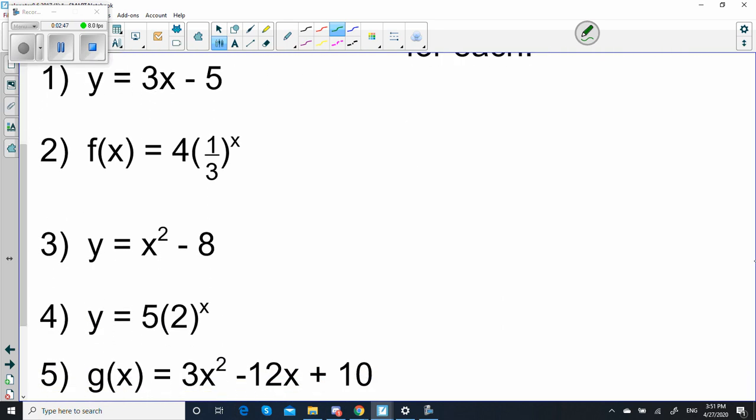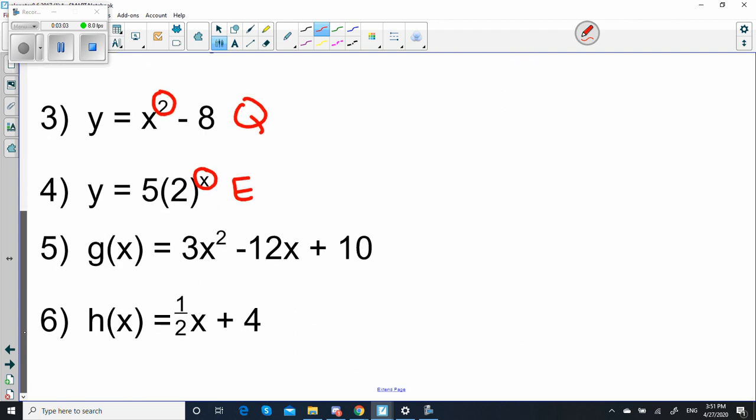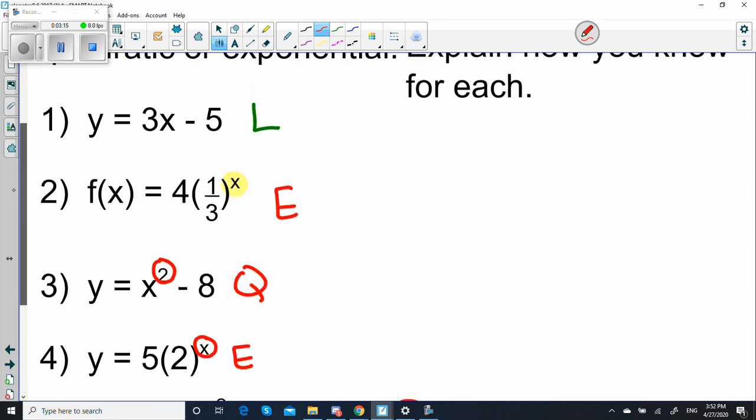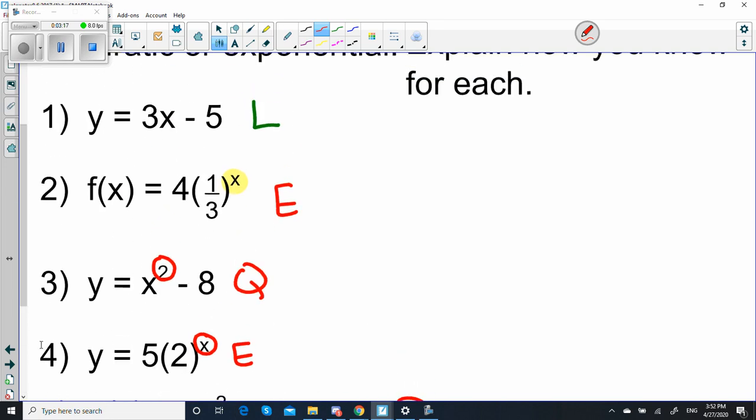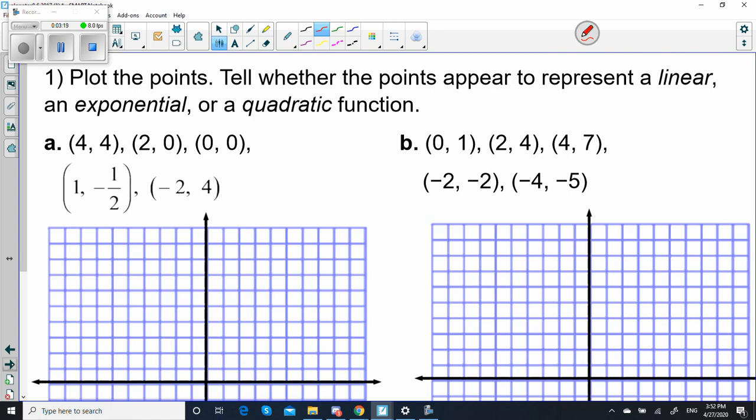Okay, so if we look at the first one, that's already in slope-intercept form. That one's linear. If we look at the second, it has an exponent of x, so that is exponential. This one has the 2 here, which means it is quadratic. This one has the x in the exponent, that is exponential. This is in standard form as a quadratic. It's got the x to the second power, and this is linear. Notice that I've got h of x and g of x and y and f of x. Remember, those all mean the same thing and are completely interchangeable.